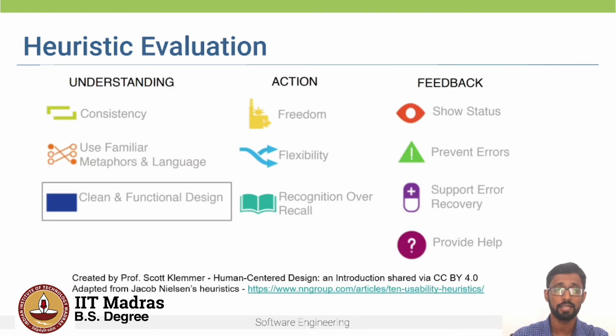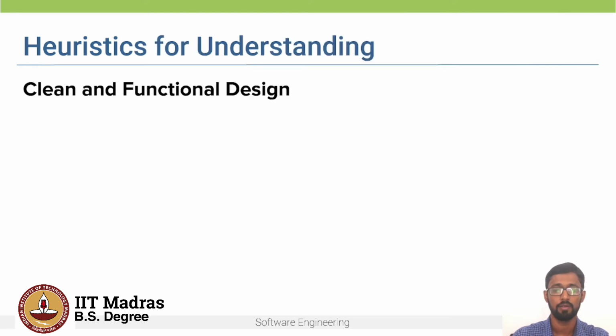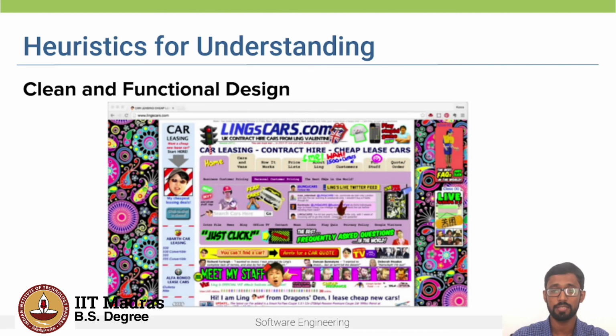The next heuristic in understanding is a clean and functional design. So our application should have a clean and functional design which is minimal and easy to understand. If you look at this image, this is an extreme example of a very cluttered design. There are multiple colors, fonts, images, and there is no common theme. And hence it is difficult to find relevant information.